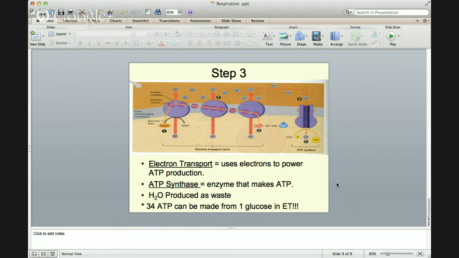Okay, so aerobic respiration requires oxygen and happens in the mitochondria. We break down glucose and we make ATP during electron transport.